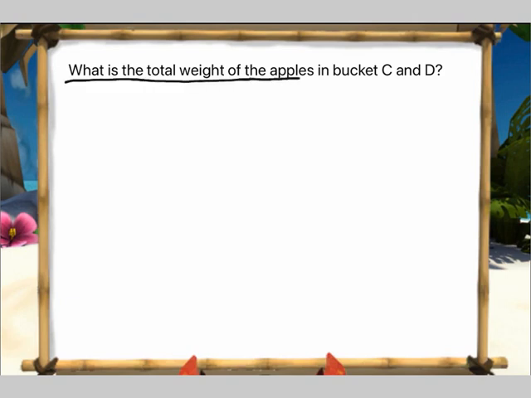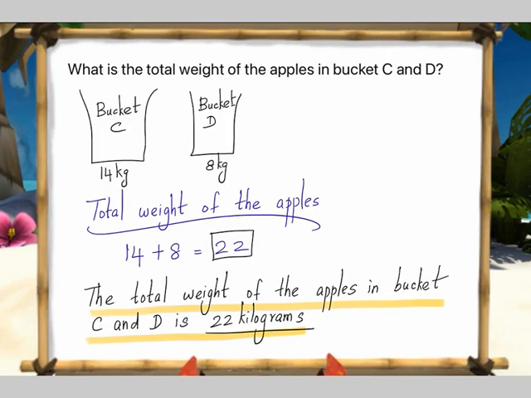What is the total weight of the apples in bucket C and D? Whenever the total weight is asked, or total of whatever is asked, we have to add and find out. Okay, since they have asked for bucket C and bucket D, we have to just add bucket C and D and find out the total. So the value of bucket C is 14 kilograms and the value of bucket D is 8 kilograms. Okay, let us add 14 and 8 together.